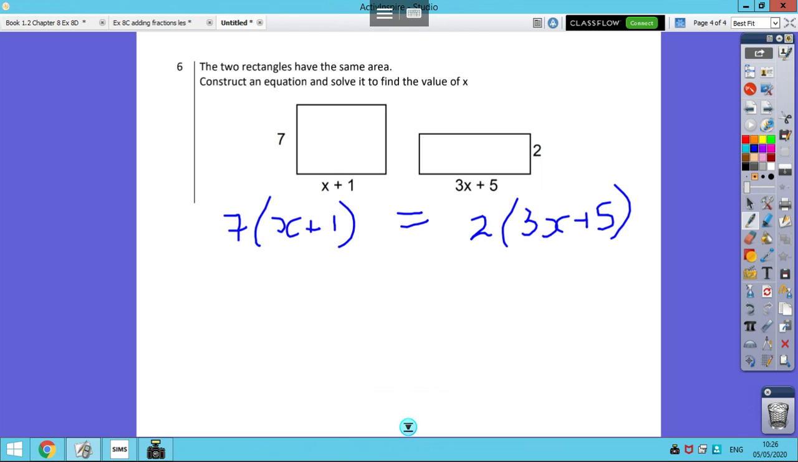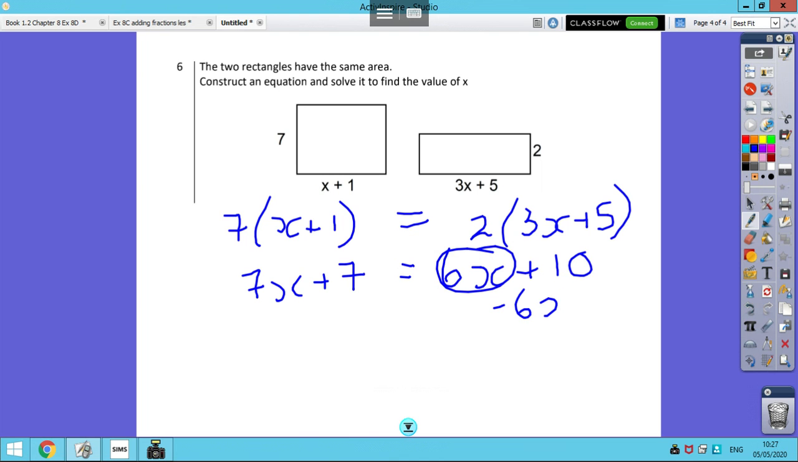Now what we're going to do is expand the brackets on either side. So I've got 7x plus 7 equals 6x plus 10. Now which side has the smallest number of x's? This side does, so we take away 6x from both sides. Take away 6x, and we get just 1x plus 7 equals 10. x plus 7 equals 10, so x has to be 3. And that's question 6 done for you as well.